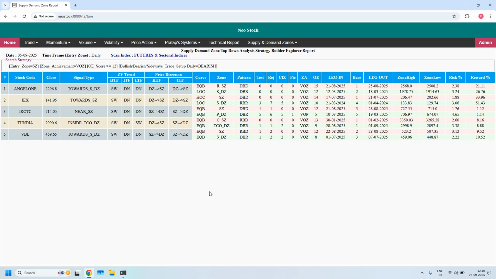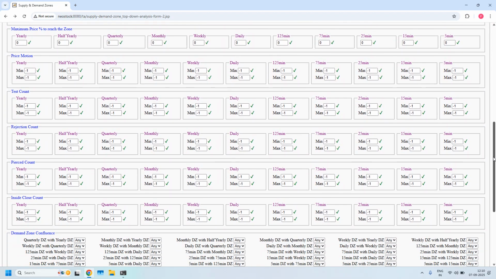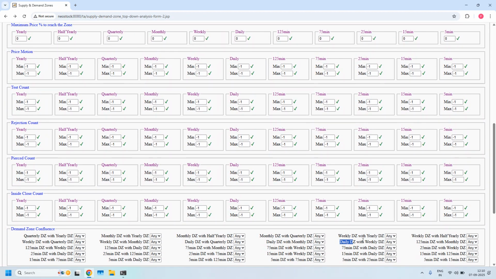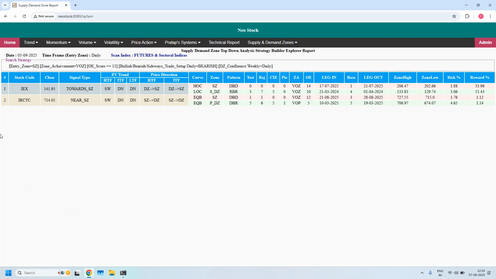Out of these 5, how many are having more high probability to get success? How many daily supply zones? That we can filter based on different zone confluence and EMA confluence strategies that we learned in lesson 27. First strategy is LTF and ITF supply zone confluence. That is daily and weekly supply zone confluence. So I am enabling the filter. By applying the filter on the 5 stocks, we got 2 stocks.